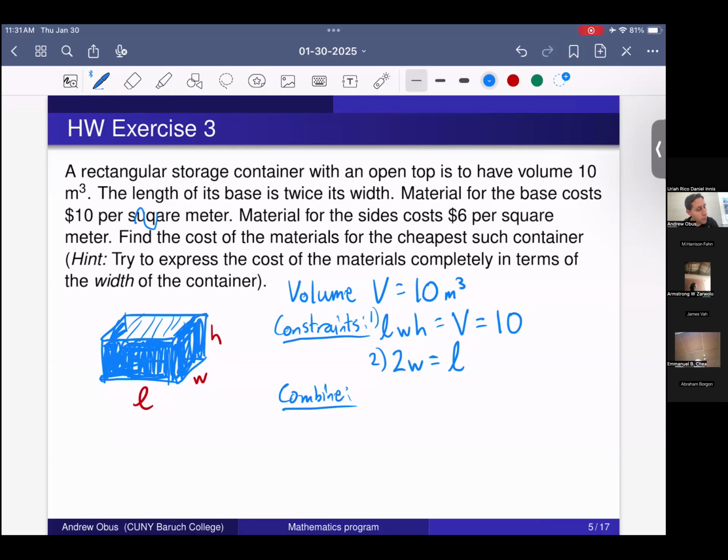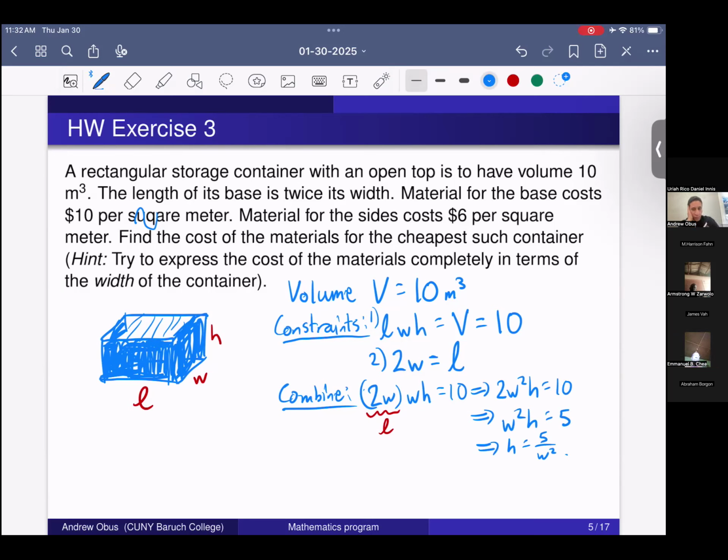Let me just substitute. We'll do that in steps. I have that the length is two times the width. So what we get is 2W times W times H equals 10, right? And this then tells us that 2W squared H equals 10. And this tells us that W squared H equals 5. And then, if we want to write everything in terms of the width, this gives us that H is equal to 5 divided by W squared.